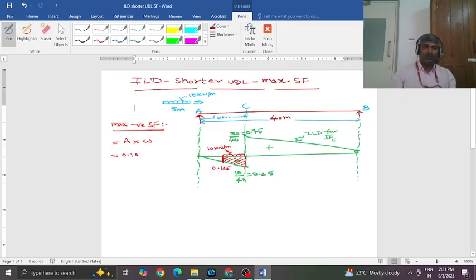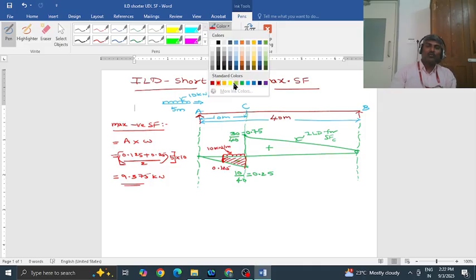So it is 0.125 plus 0.25 divided by 2 multiplied by the distance between these two parallel sides is 5, and this is the area of trapezoid multiplied by the load value is 10. So this is nothing but 9.375 kilonewtons. So this is maximum possible negative shear force at section C.